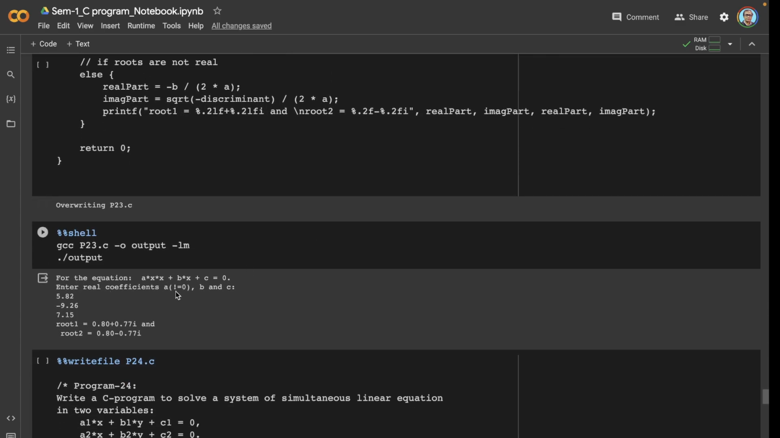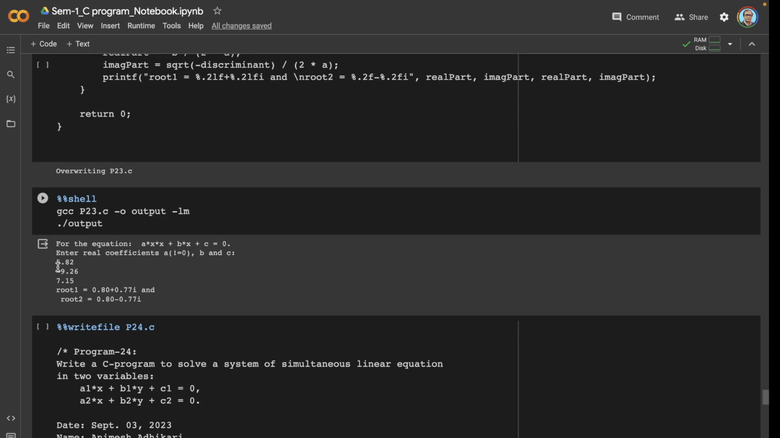So here we get, if a equal to 5.82, b equal to minus 9.26, c equal to 7.15, root 1 is this complex root and root 2 is this another complex root, conjugate complex.